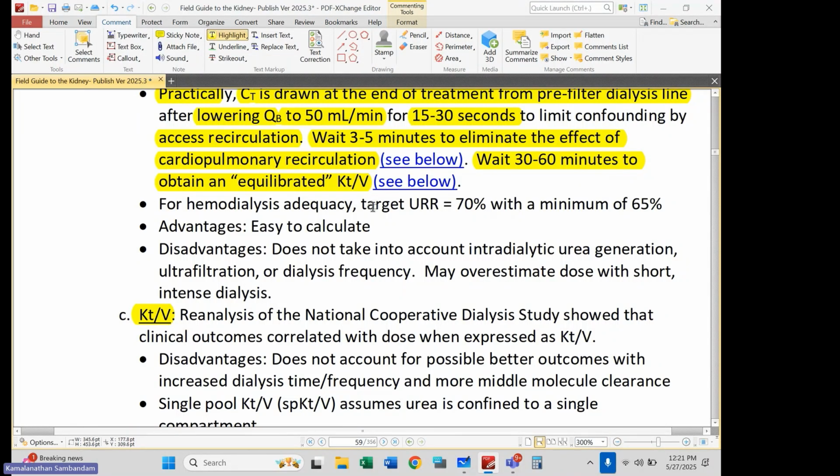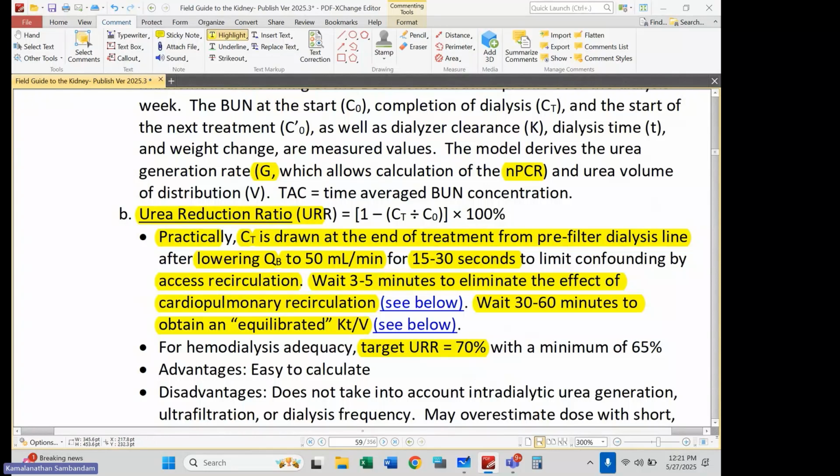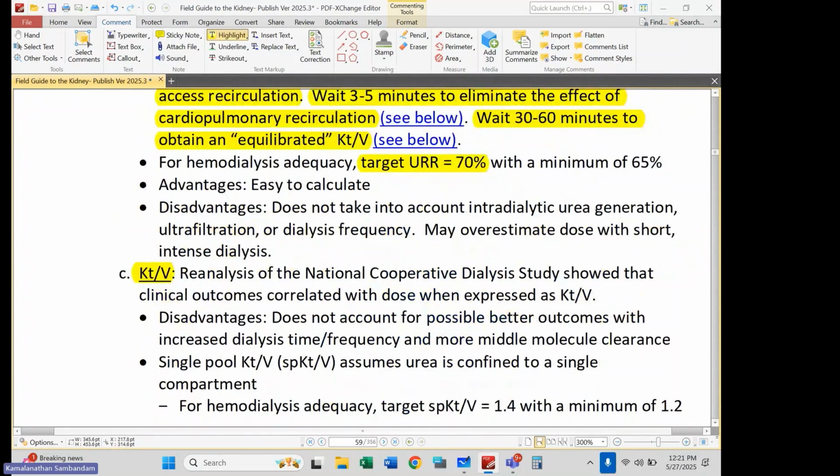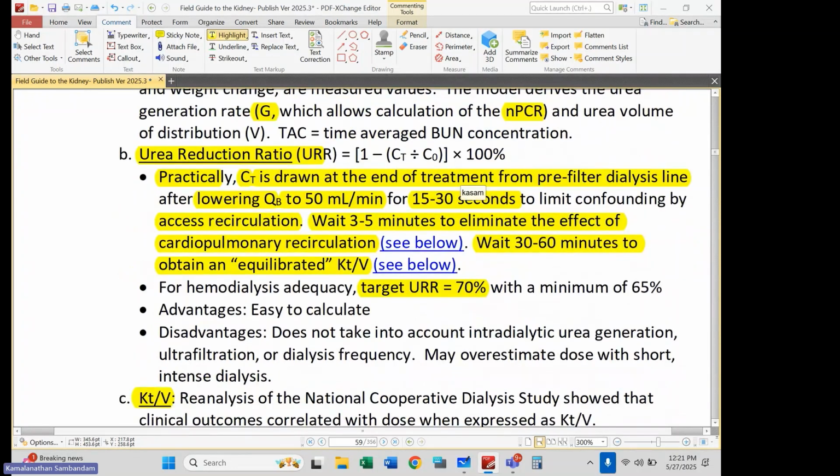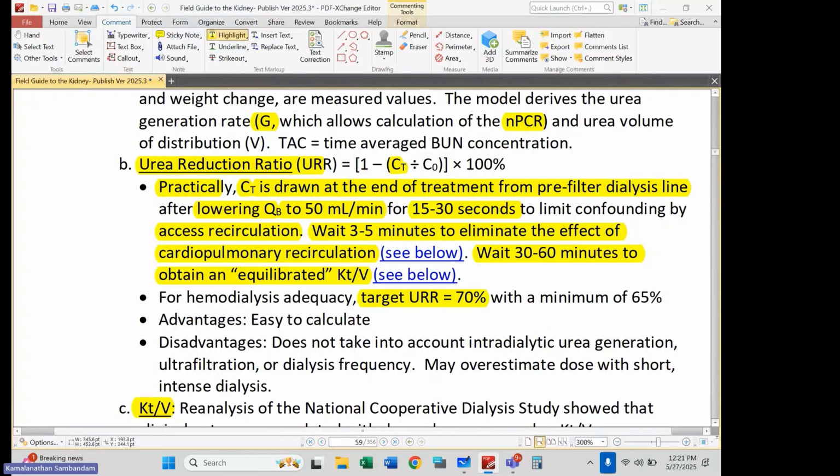Okay? If we want to keep it simple and not worry about KT over V as a complex term, you can use simply the URR as a measure. That is the urea reduction ratio. That is the post-dialysis urea concentration divided by the pre-dialysis urea concentration. Subtract that from 1, multiply that times 100%. You want a urea reduction ratio greater than 65% in order to achieve adequacy.